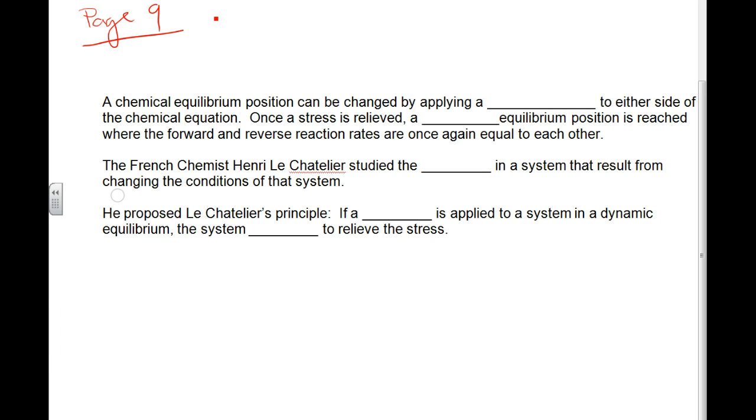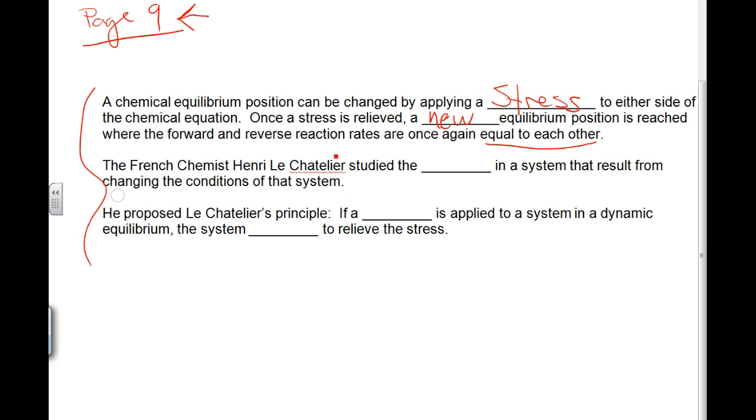All right, well, anyway, we've already done this. This is on page 9, but I want to just kind of start here, our little journey that we're going on. Okay, so if you remember at the bottom there, page 9, make sure to turn there real quick. It said a chemical equilibrium position can be changed by applying a stress to either side of the chemical equation. Once the stress is relieved, a new equilibrium position is reached where the forward and reverse reactions are once again equal to each other.